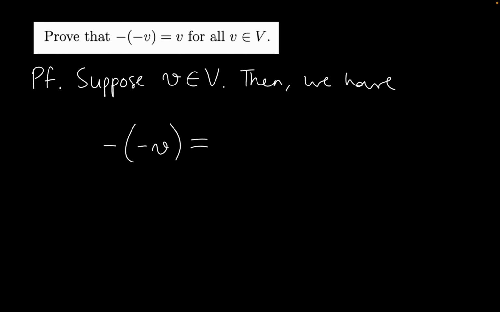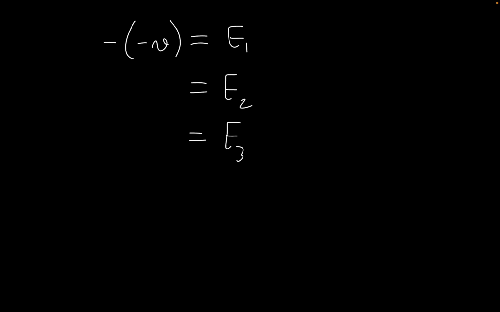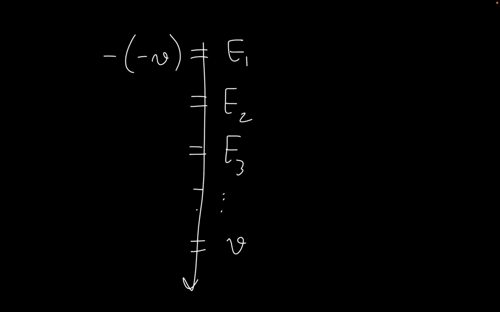So we want to attempt, by a chain of equalities, to arrive at expression 1, expression 2, expression 3, then somewhere down the line maybe arrive at our desired result using a chain of equalities. So let's see if we can do that.